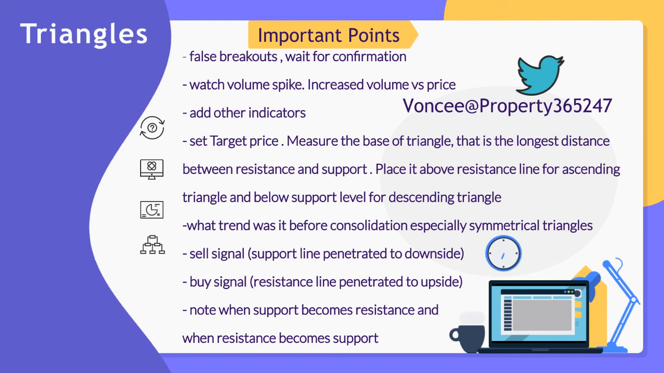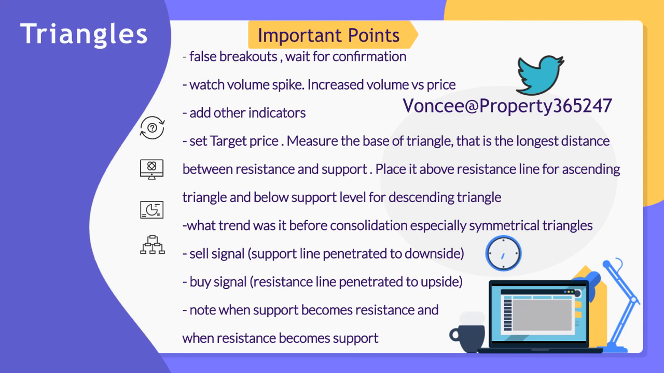Set the price. Measure the base of the triangle, where I've written the base in the slide, which is the longest distance between the support and the resistance. If it's breaking upwards, place that distance above the resistance line for the ascending triangle, and below the support level if it's a descending triangle. So you know where to place your stop losses, where to buy, and where to get out. That's the most important thing there. And check what trend it was in before these triangles came, because that will give you an indication of where it's going as well.